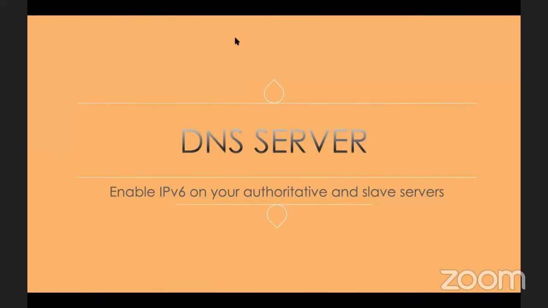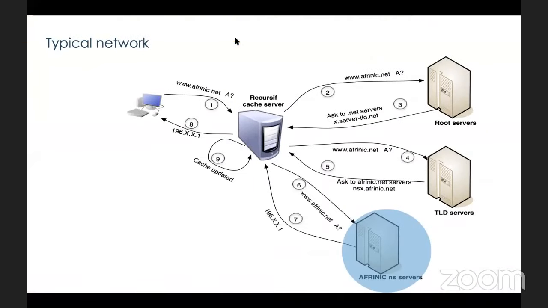Now we continue with the DNS server. Remember, we were talking about the resolver. Now, after the resolver, the next step for those who have an authoritative server is to see what you have to do. Remember that we are at this level right now. We are trying to see what we have to do to enable IPv6 in our authoritative servers.